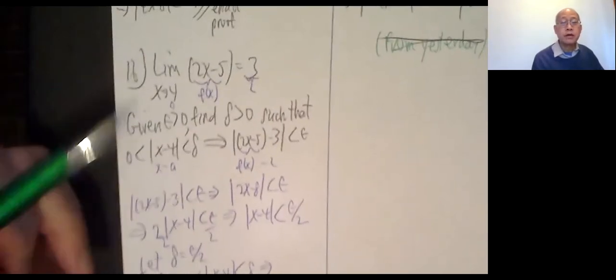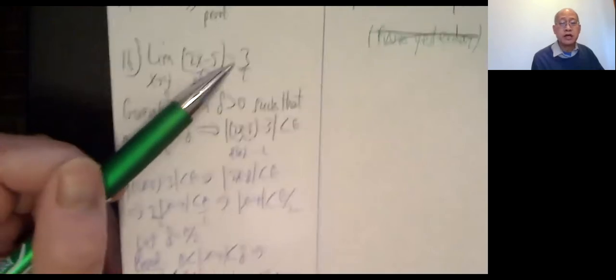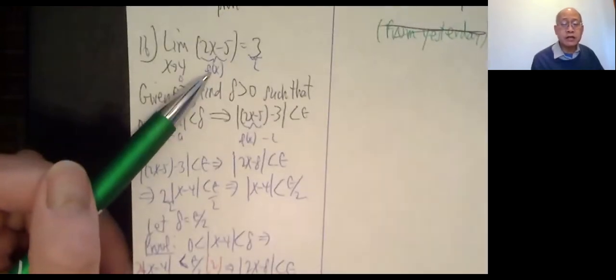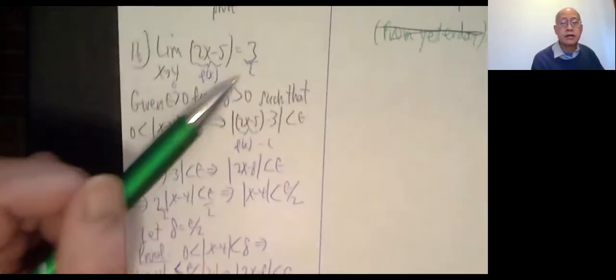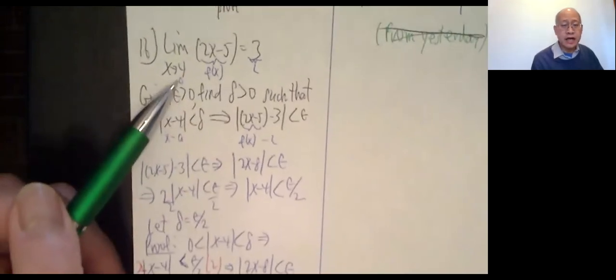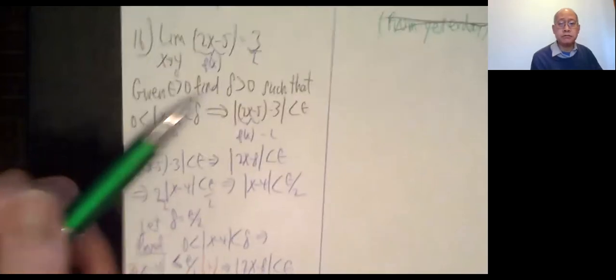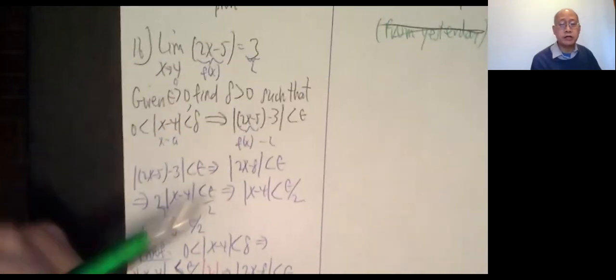So just a quick overview. The limit as x approaches 4 of 2x minus 5 equals 3. This is the f of x. This is the L. This is the A. x approaches A, f of x approaches L. So how do I set it up from what I just showed you?